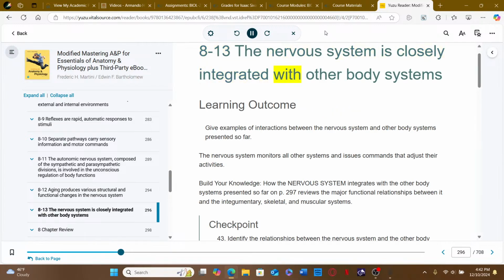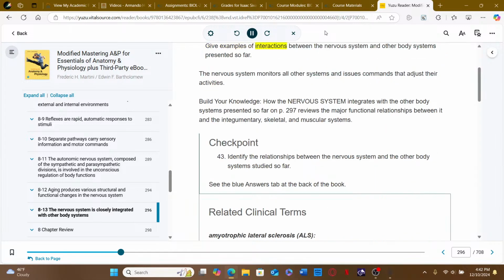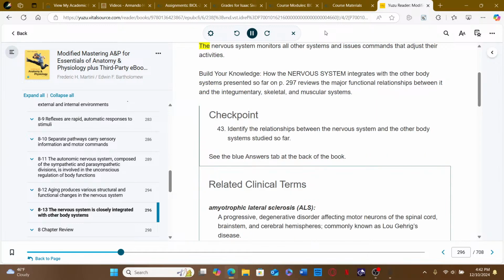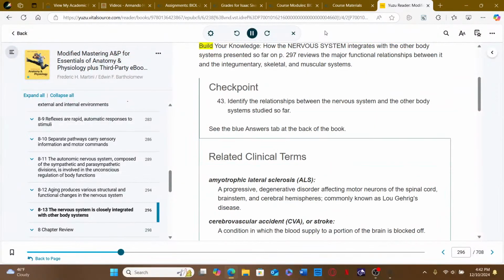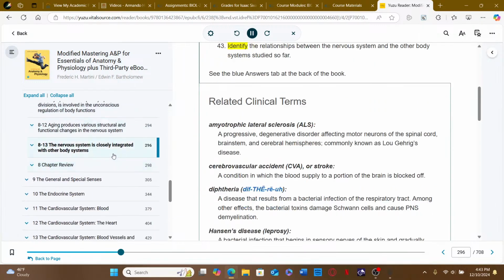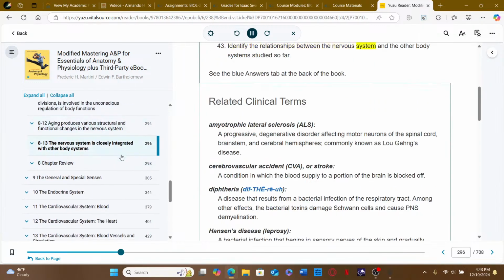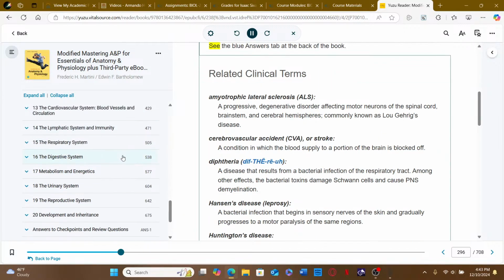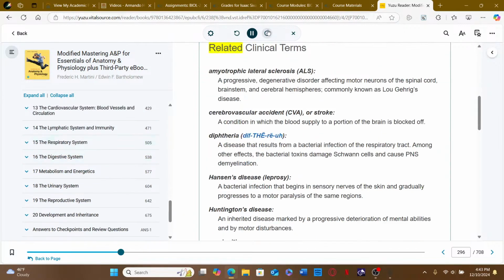8-13. The nervous system is closely integrated with other body systems. Learning outcome: Give examples of interactions between the nervous system and other body systems presented so far. The nervous system monitors all other systems and issues commands that adjust their activities. Build Your Knowledge: How the nervous system integrates with the other body systems presented so far, on page 297, reviews the major functional relationships between it and the integumentary, skeletal, and muscular systems. Checkpoint. Identify the relationships between the nervous system and the other body systems studied so far. See the Blue Answers tab at the back of the book.